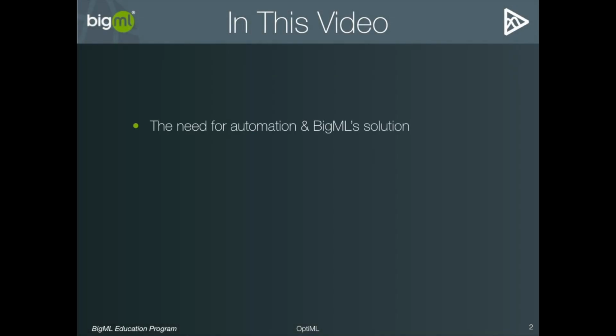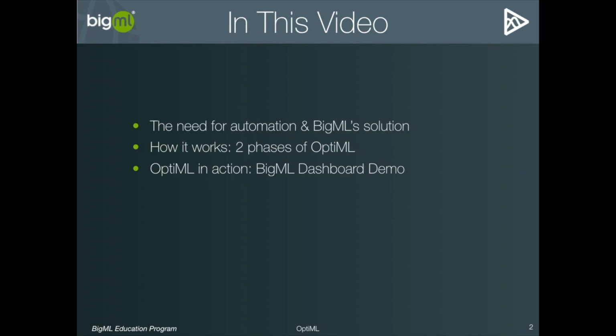First, we'll discuss the need for automation in machine learning projects and BigML's solution for this. Next, we'll give a brief overview of how OptiML works in two main phases. Then, we'll demonstrate OptiML in action on the BigML dashboard with a sales use case. After that, we'll cover a few guidelines for how to select the best model, and lastly, some trade-offs and caveats that are important to be aware of when selecting and optimizing your machine learning models.